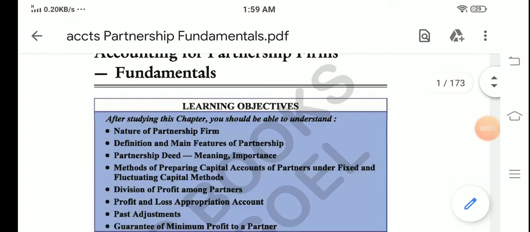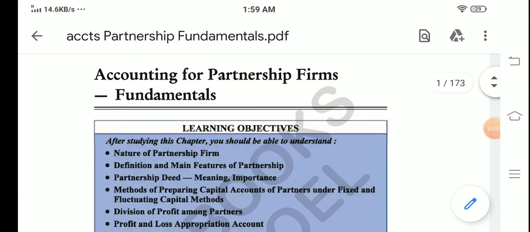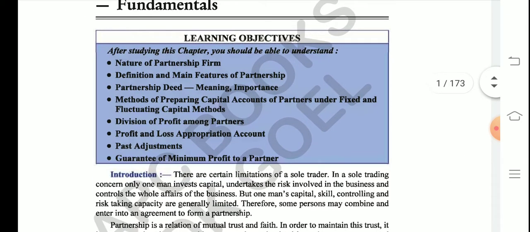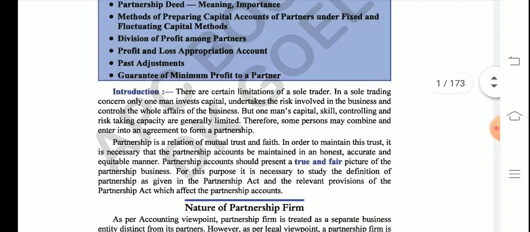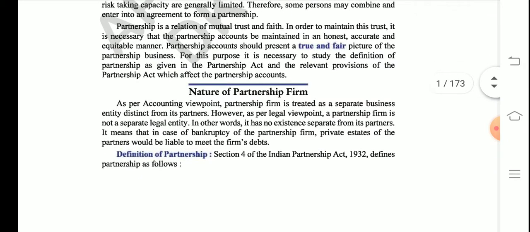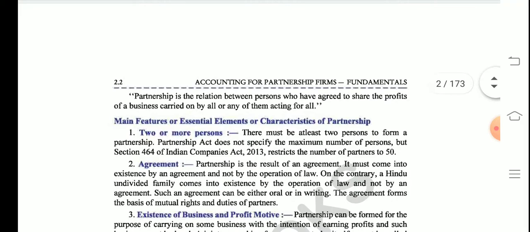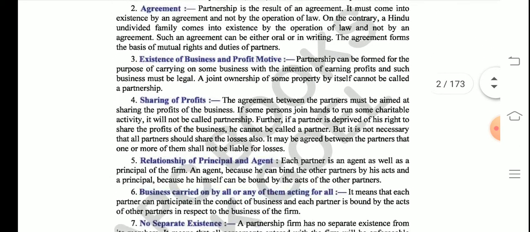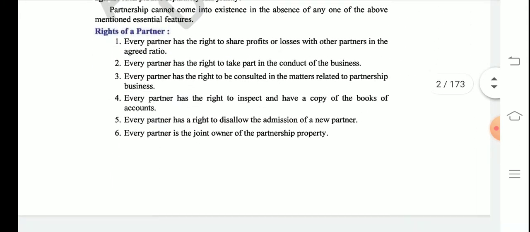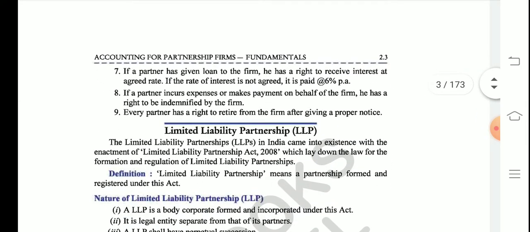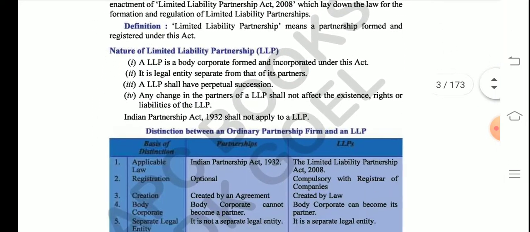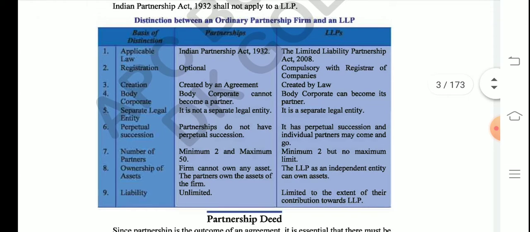Hello students, this is going to be the second video of the accountancy for partnership chapter. In the previous video I had covered a few theory topics. I had taught you about the partnership, the nature of the partnership, the essential elements or the characteristics of partnership, the rights of a partner, and also the Limited Liability Partnership Act and the difference between the normal partnership and LLP Act.